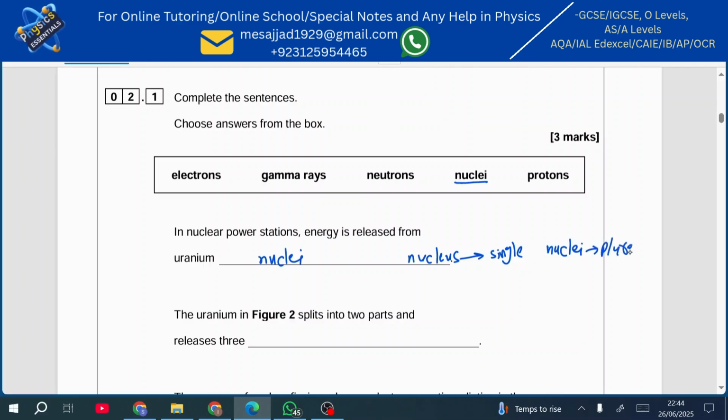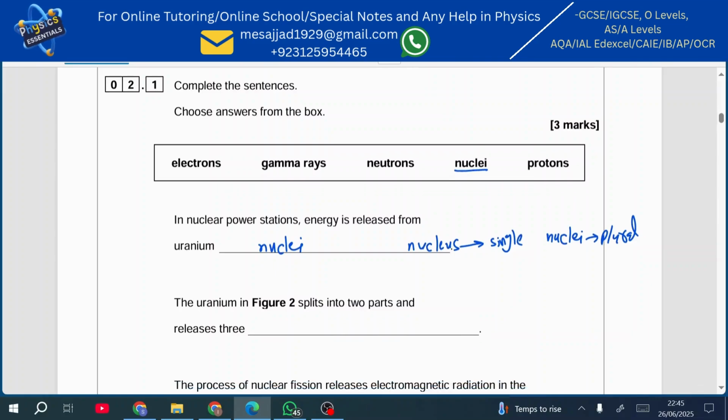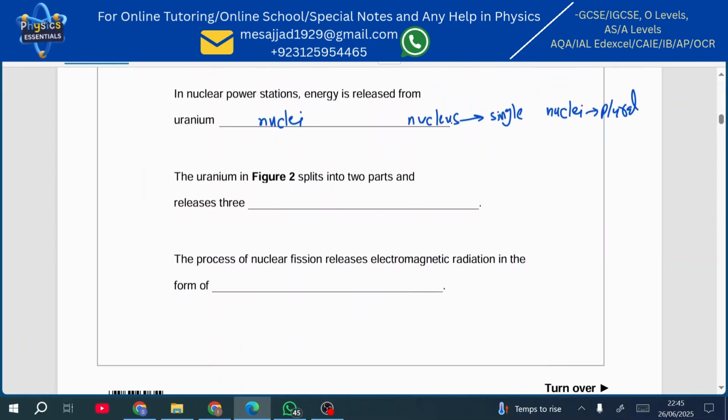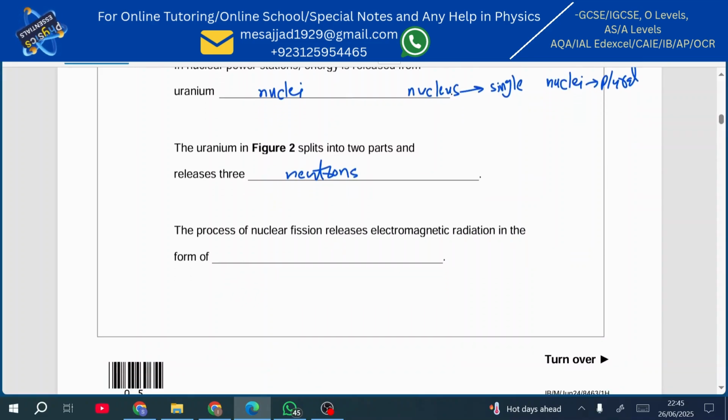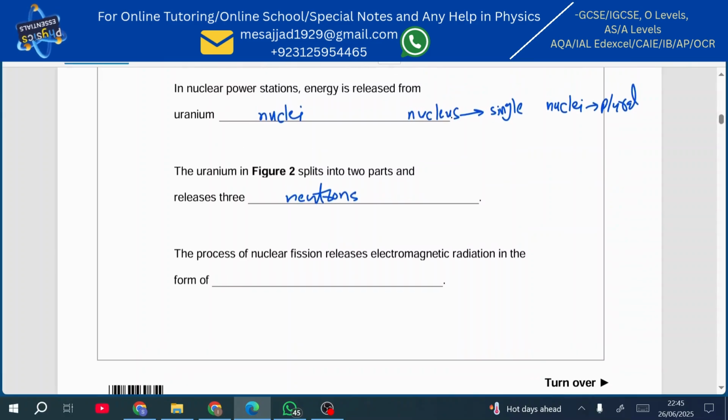Okay, so the uranium in figure 2 splits into two parts and releases three neutrons for sure, because it is a fission reaction. Remember, in a fission reaction, when uranium breaks, it always generates three neutrons. Okay, and the process of nuclear fission releases electromagnetic radiation in the form of gamma rays.